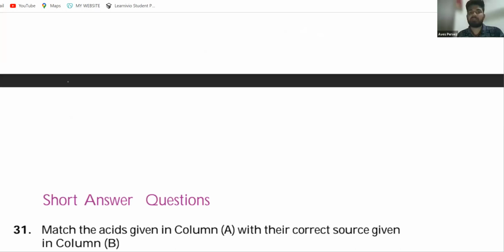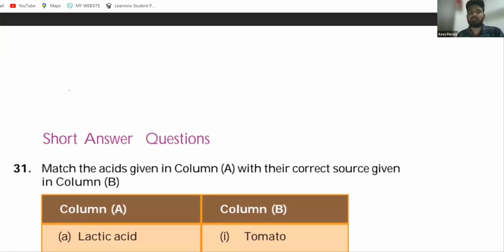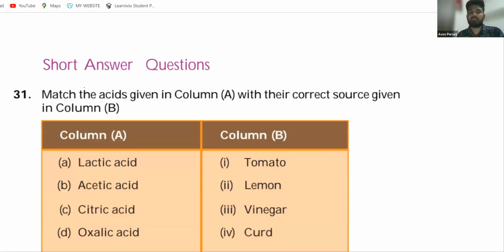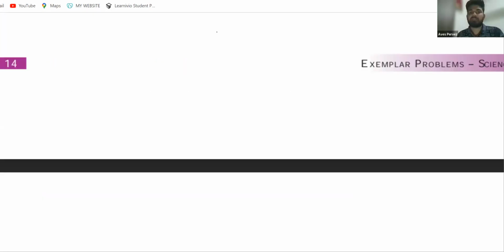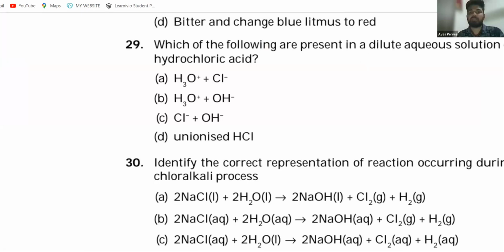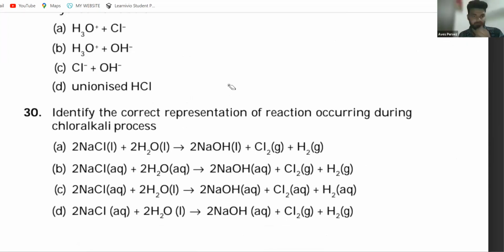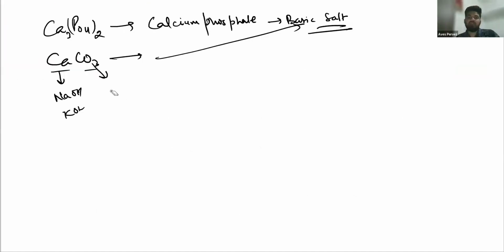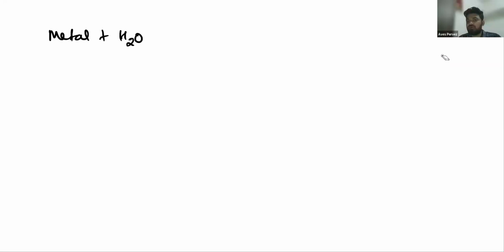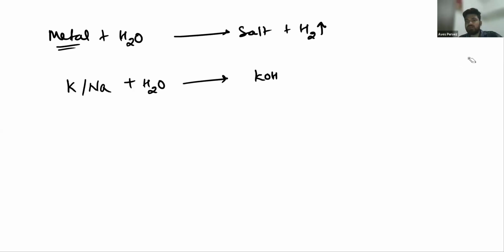For example, sodium or potassium. When they react with water, they form KOH, potassium hydroxide, or NaOH, plus hydrogen gas. Sodium and potassium can react with chilled water, that means ice, cold water, steam, everything. If it is H2O, it can react at any temperature.